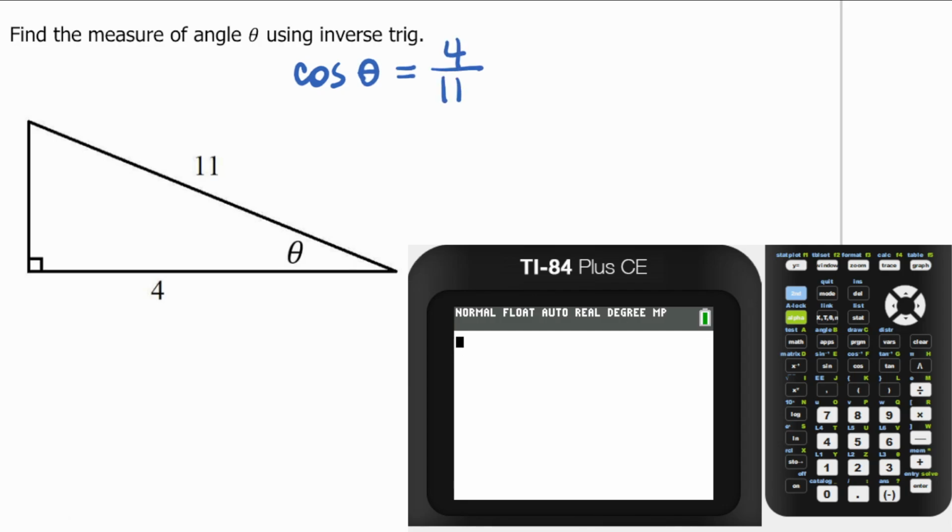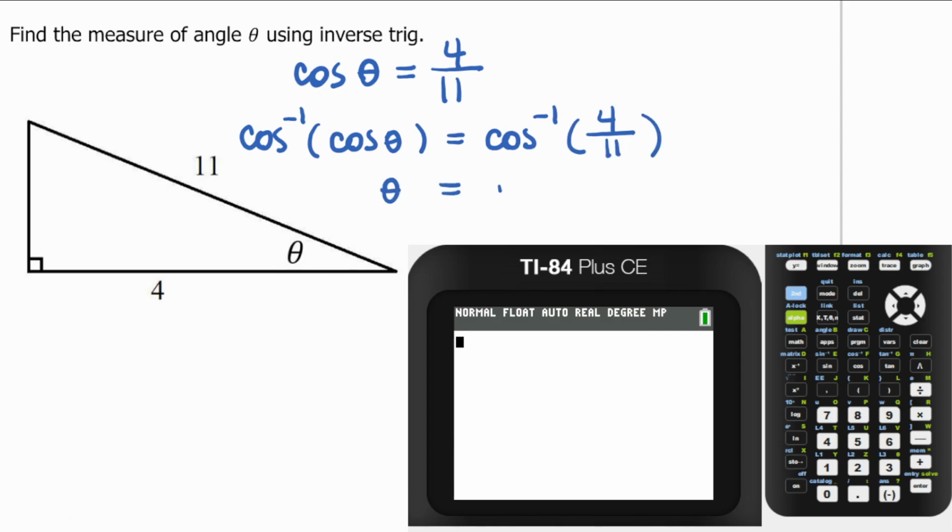If I want to access theta on its own, I need to take inverse cosine of both sides. And that's going to leave me with theta equals inverse cosine of 4 divided by 11, and that'll be something I can compute on the calculator. Inverse cosine, you can ask for a fraction bar, but I don't think this is a super risky fraction here, so we can just say 4 divided by 11 that way, and see that that's going to be 68.676 degrees.